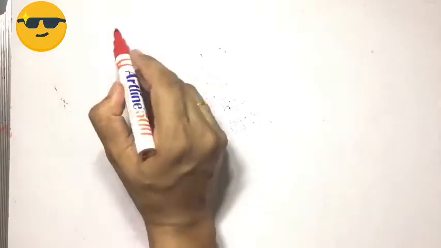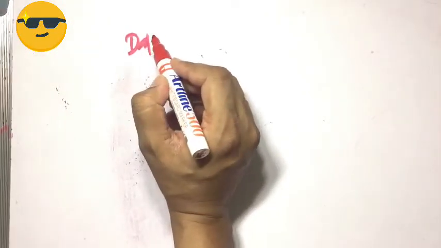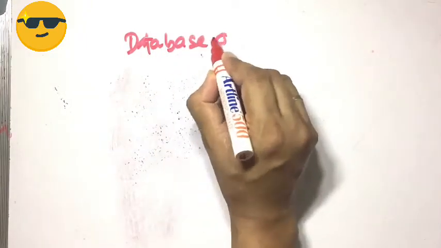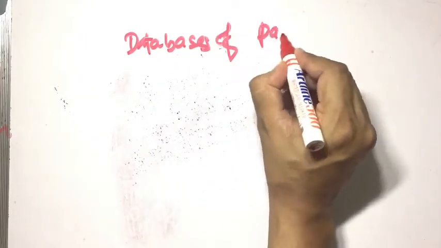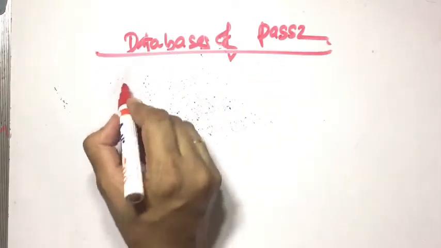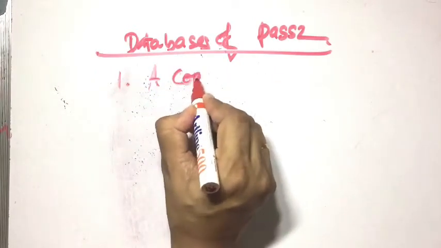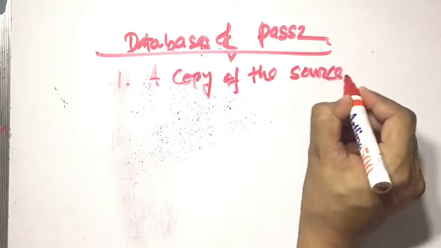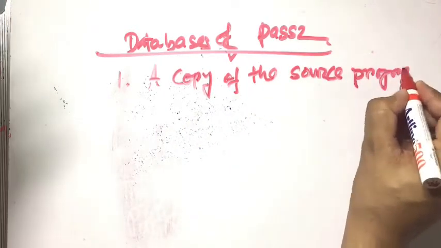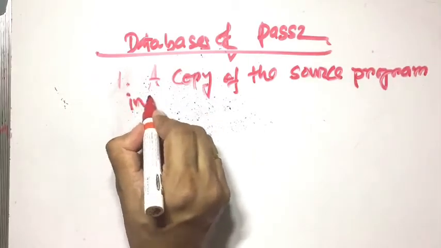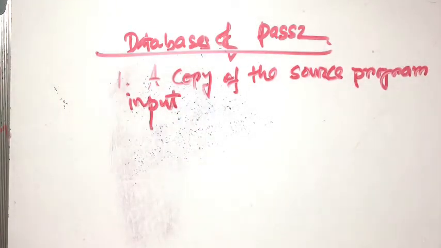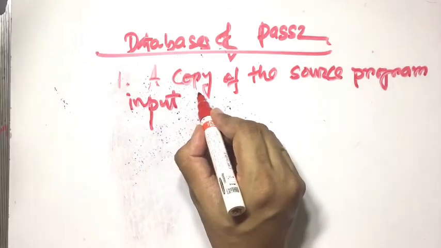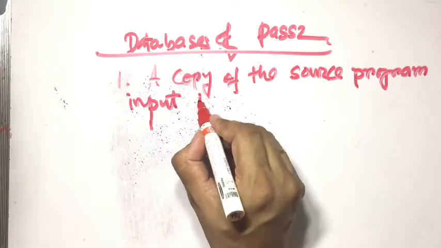Databases of pass2. Number 1, a copy of the source program input is the first database. The copy of the source program input to pass2 is the copy of the source program input. This is the first point.